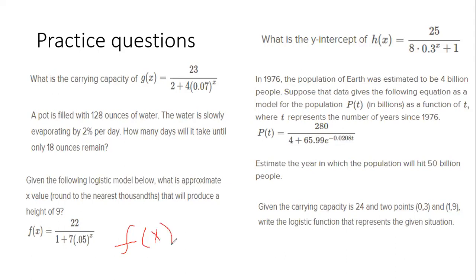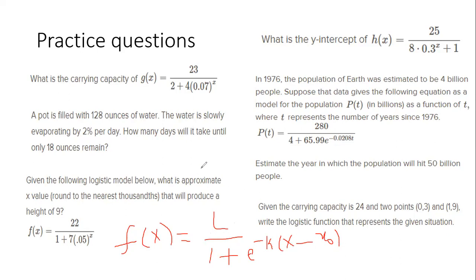Numericals you have to solve. L over 1 plus e to the power minus k times x minus x naught. What is x naught? The midpoint. X naught is the midpoint of the whole application that we are considering.